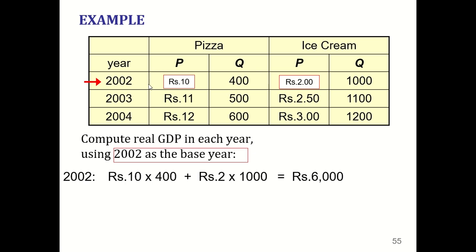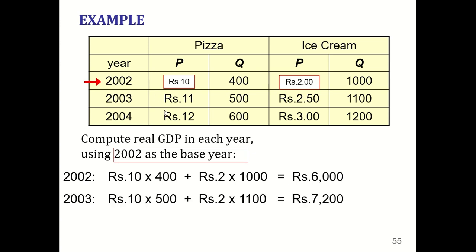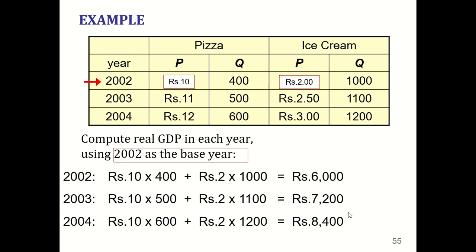Say for 2002, things do not change because I am using 2002's prices and quantities as earlier when we were computing the nominal GDP. The real GDP also is the same, 6,000, but the change you can see is when I am computing the real GDP for 2003: instead of using 11 as the price of pizza, I am using 10, and instead of using 2.5, I am using 2, the base year prices. Now my GDP in 2003, which is the real GDP, is 7,200, and for 2004 it will be 10 into 600 plus 2 into 1200, which gives us 8,400.